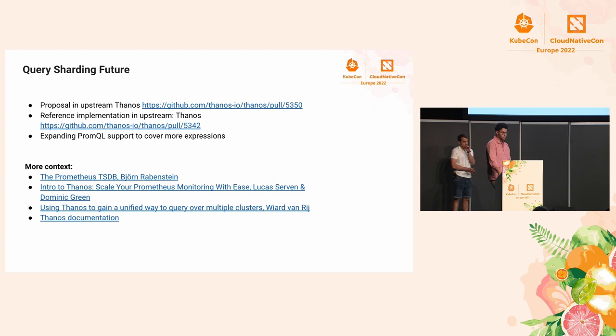So as Filip mentioned, there is an implementation for this for grouping aggregation queries. There is also a proposal in upstream Thanos that discusses this. And we're working on expanding PromQL support. So now that we've done some rates by some value, we want to start exploring the rest of the PromQL standard library. This was Filip and myself's first foray into contributing to Thanos.